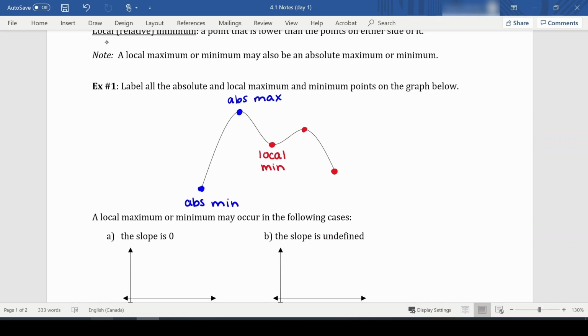Okay. Same with the farthest right point. This is lower than all the other points around it, but it is not the lowest on the graph. So this is another local minimum. And the middle red point I've got here would be a local maximum because relative to the points around it, it is higher, but it is not the highest on the graph.